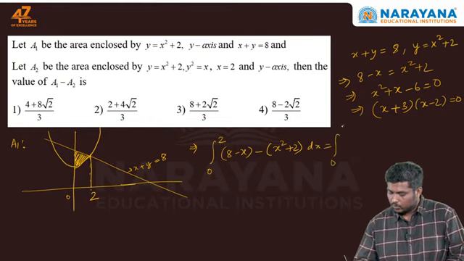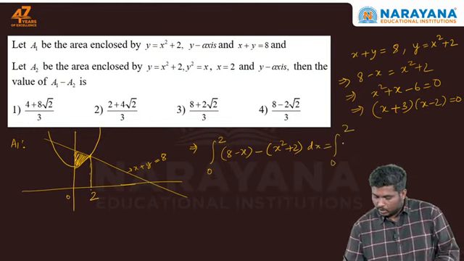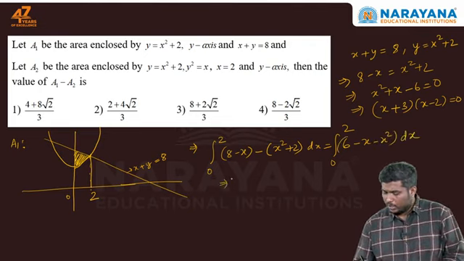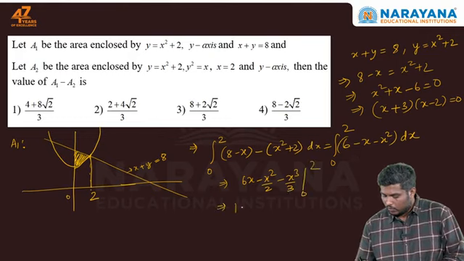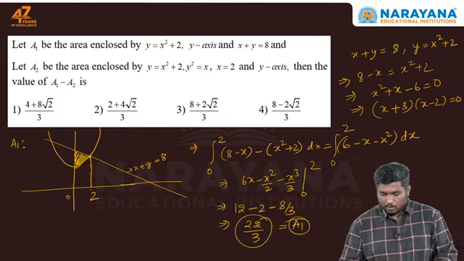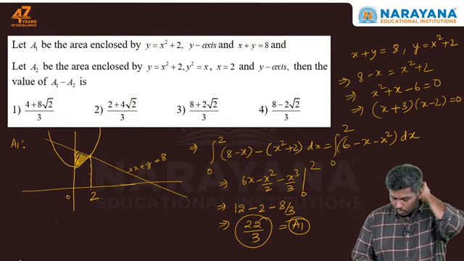So 0 to 2, 8 minus 2 is 6 minus x square dx. Now if we integrate this one, 6x minus x square by 2 minus x cube by 3 from 0 to 2. 12 minus 2 minus 8 by 3. So this is going to be 22 by 3. This is A1. Okay. And what about A2?